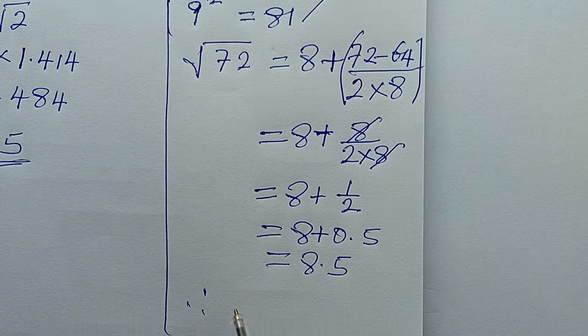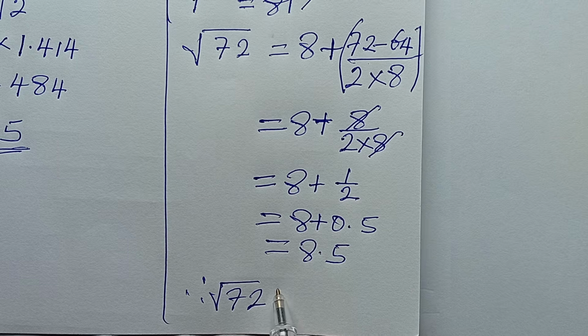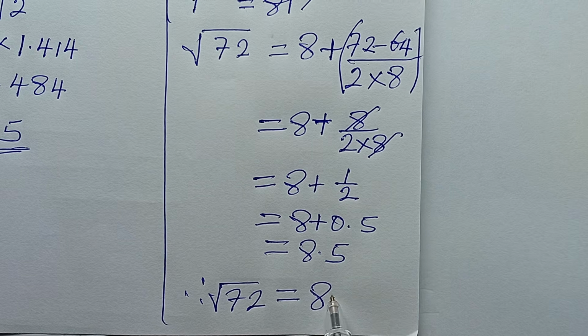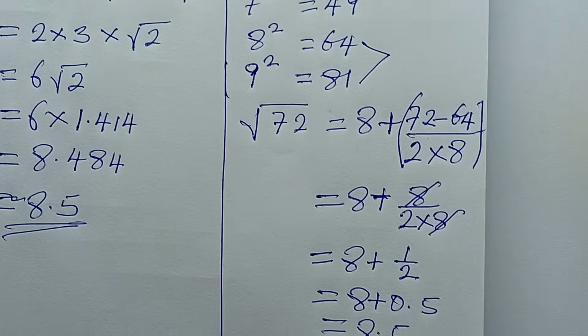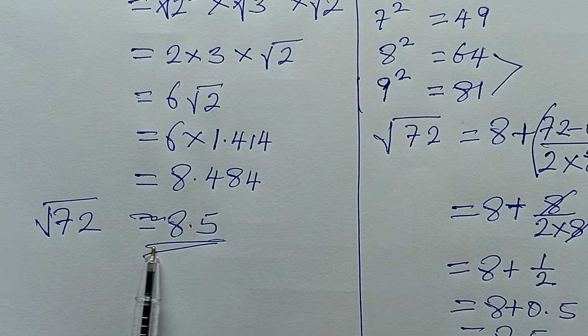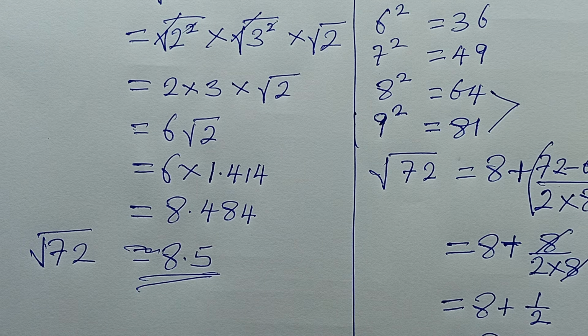So what does that imply? It means that the square root of 72 here is equal to 8.5. Now, what is the answer we got when we used the other method? We got the approximate value to be 8.5. So this is how you solve for the square root of numbers that are not perfect squares.